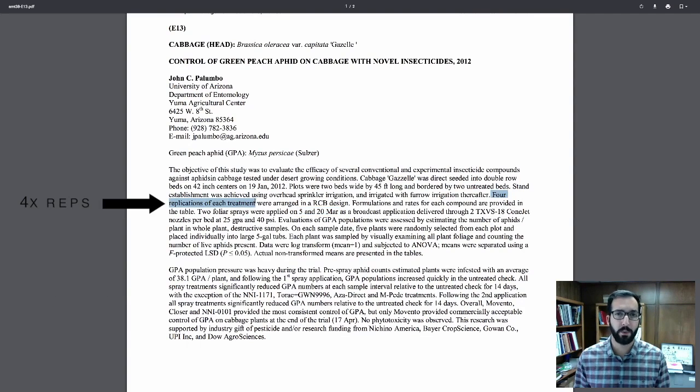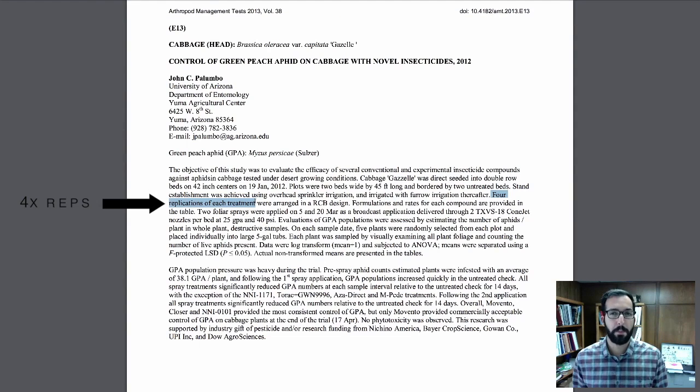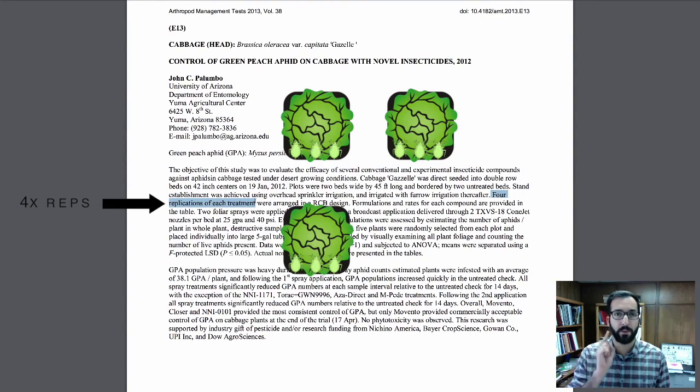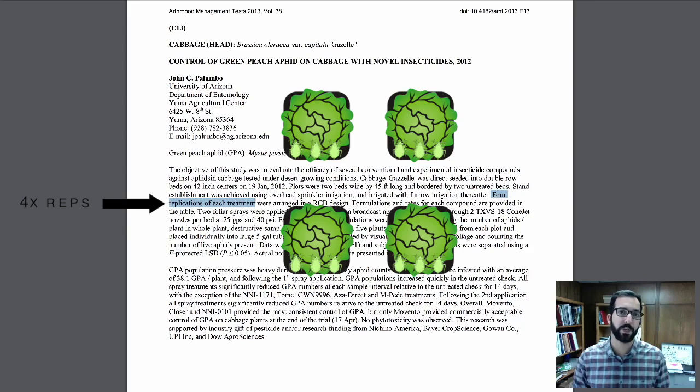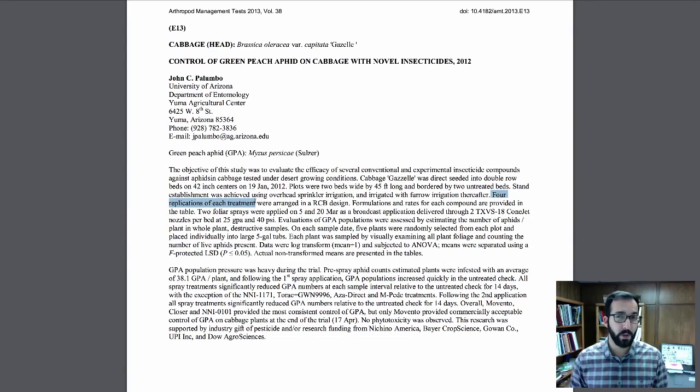And the treatments were replicated 4 times, meaning that there are 4 separate groups of aphids that received each treatment. Replications are important in scientific studies, as they provide us with the confidence that the observed effects are actually due to the treatments being applied. The more replications, the more confident we can be that our pesticide application was the cause of any aphid mortality.